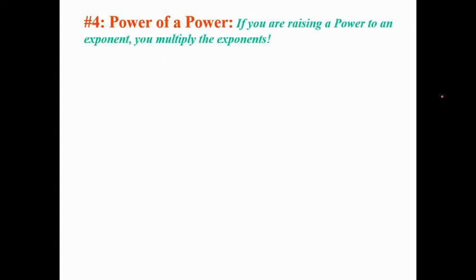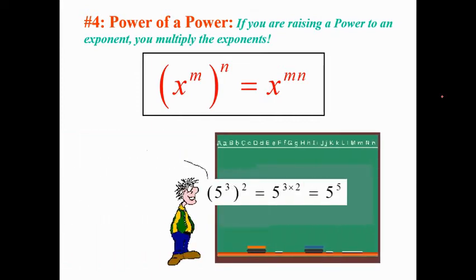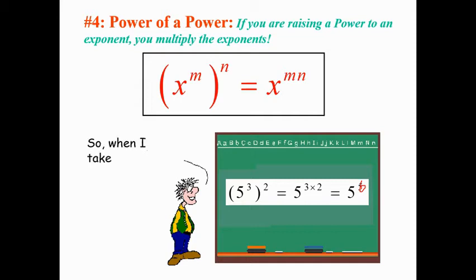What other laws do we have? Here we have power of a power. If you are raising a power to an exponent, you multiply the exponents. Okay? So this is what's going to happen here. Let's take a look at some examples. So if I have 5 cubed in parentheses to a square, then the two exponents are going to get multiplied together. So I'm going to have 5 to the 6th power. You have to be careful on this one. So when I take a power to a power, I multiply the exponents. That is correct.